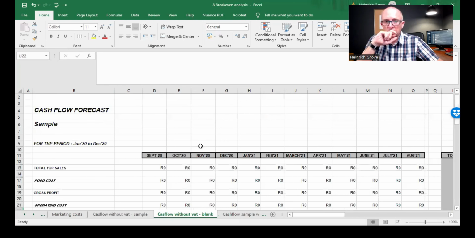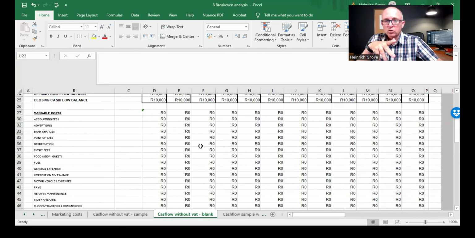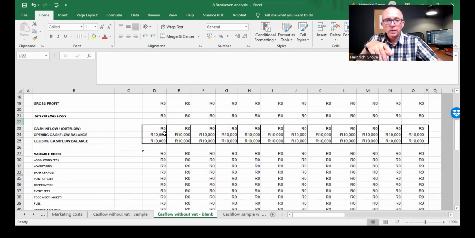So that you can then calculate to see, listen, am I going to break even? Am I not going to break even? So this is just a sample one. You'll see on the next tab it's the exact same sample, but it hasn't got any amounts in, except for the opening cash balance of 10,000 Rand. So you can go and adjust it yourself.